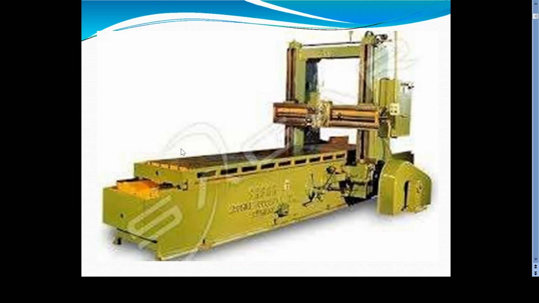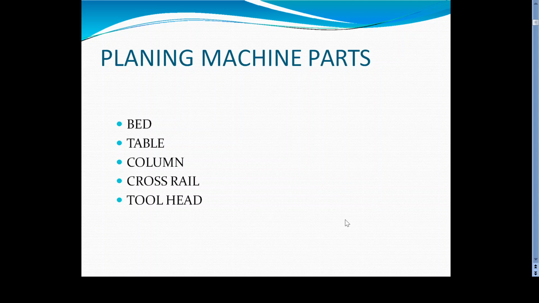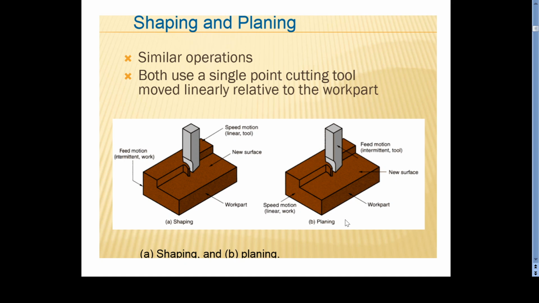Another important component is this vertical column. This is actually known as the housing of the machine, and a cross rail. The cross rail is very important, and it is holding the tool, and the tool can move to and fro on the cross rail. So these are the important components of the planer machine. Planing machine parts: bed, table, column, cross rail and tool head.